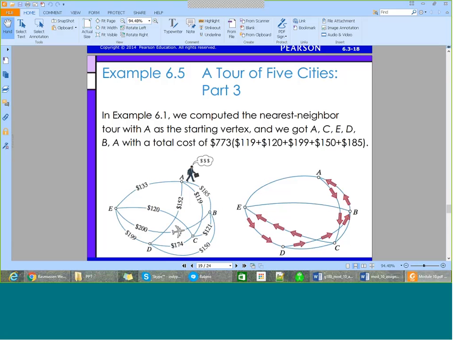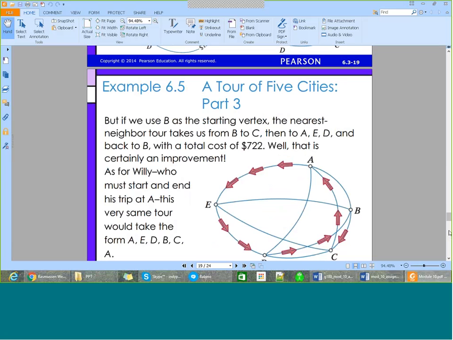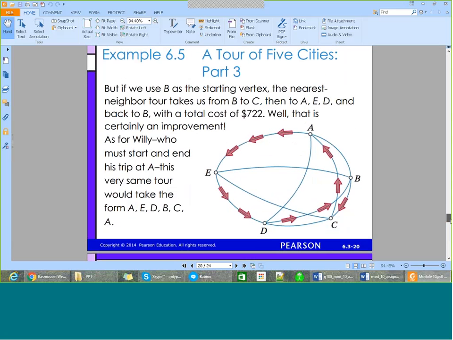But that's not the only one. If you're allowed to start from B, then you can go from B to C, A, E, D, and back to B. And then if you add up all those costs, you get a total cost of $722. So that's better than the other one.